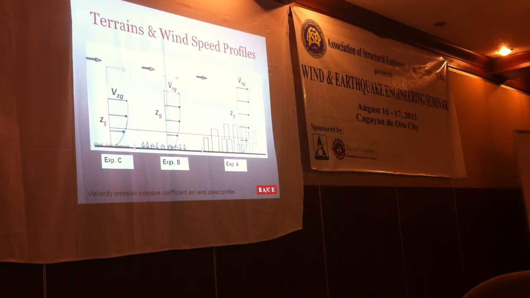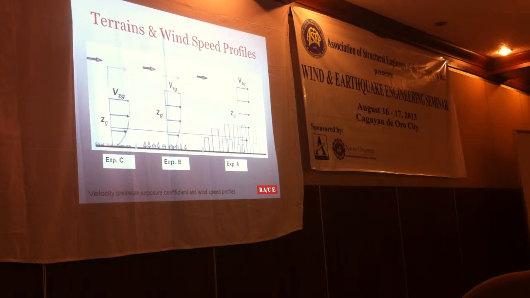Now, of course, when we talk about wind speed and terrain, let's say exposure C is open, exposure B has a few trees or low-rise buildings, and exposure A is when there are high-rise buildings. Basically, the wind speeds are higher if you're in a more open terrain environment. Here you have a lot of obstruction, so the wind speeds are generally lower.